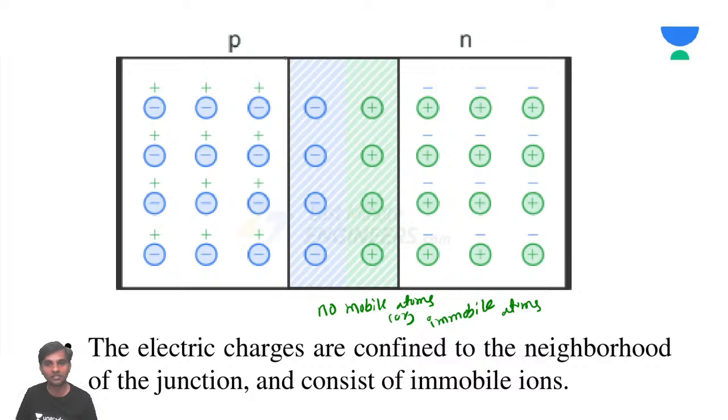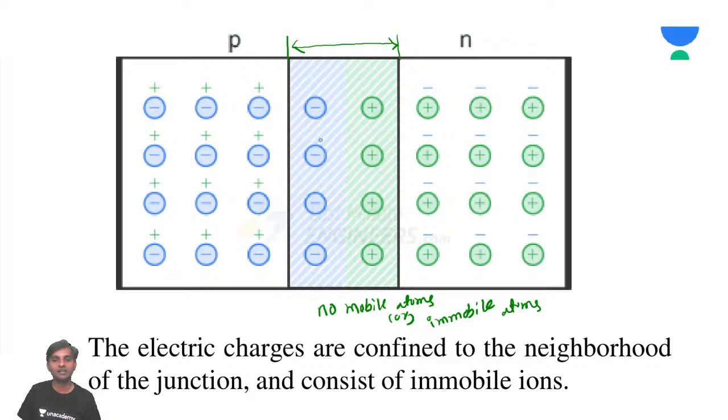Once these immobile atoms are formed, what happens, sir? This becomes like a block, a wall, for the other electrons and holes to move from this region to that region. So these are all immobile atoms, and this region is called the depletion region.